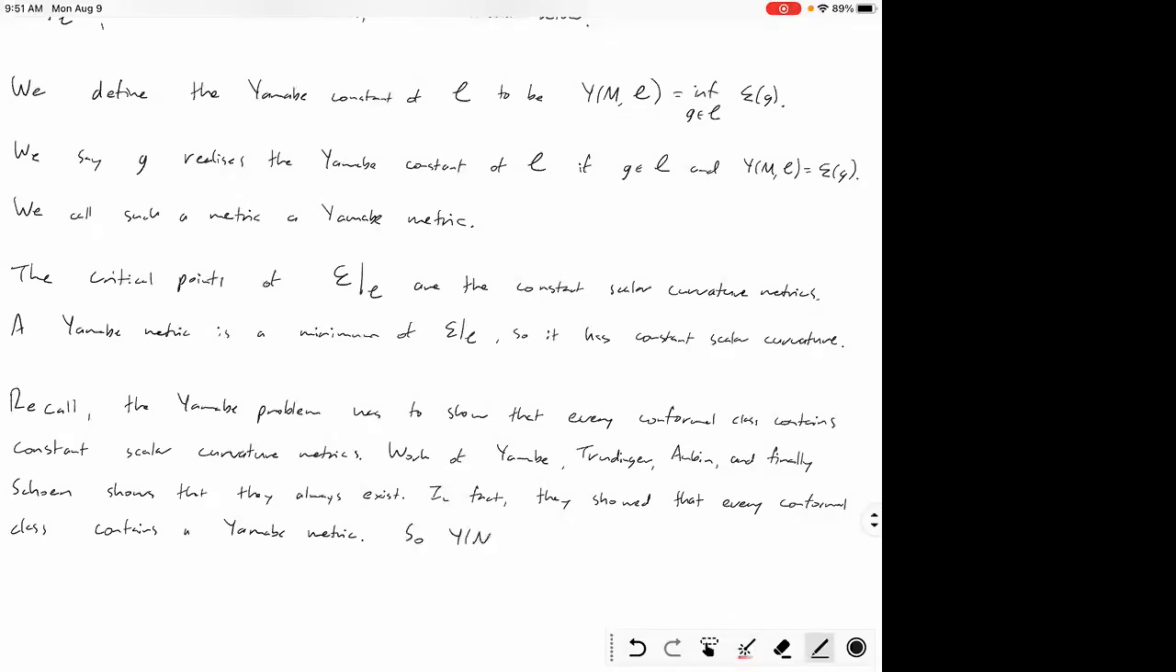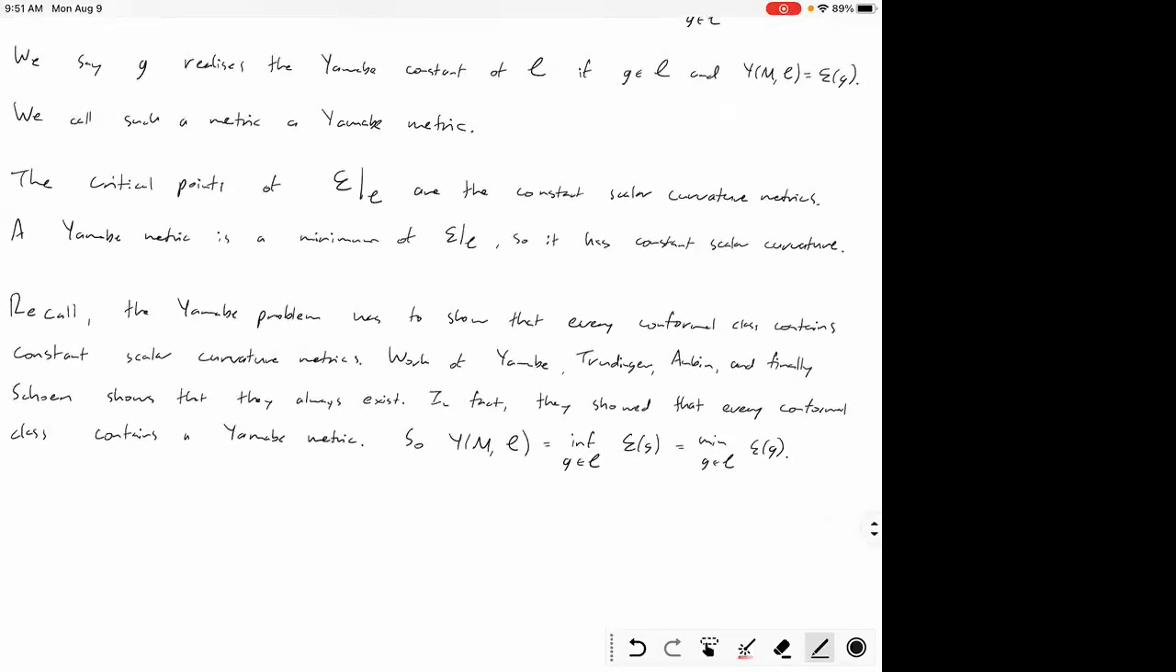So the Yamabe invariant of a conformal class, which is defined as an infimum over all metrics in the conformal class, is actually a minimum. I can always find a metric whose value is equal to the infimum. So you might say, well, what's the difference between Yamabe metrics and constant scalar curvature metrics? So every Yamabe metric is constant scalar curvature. Is the converse true?